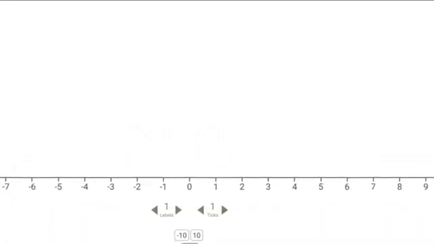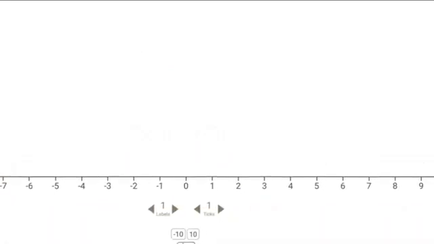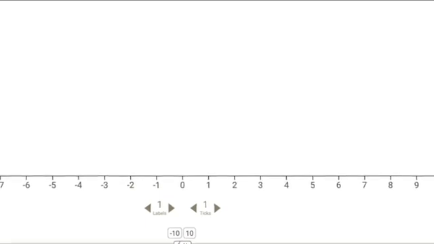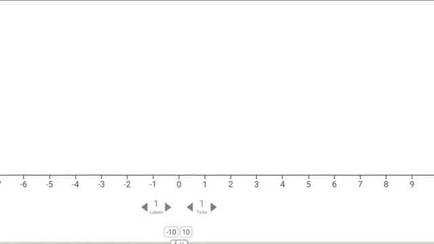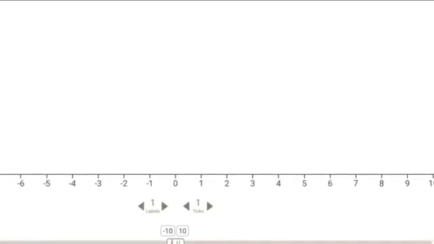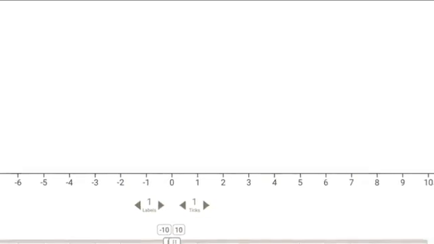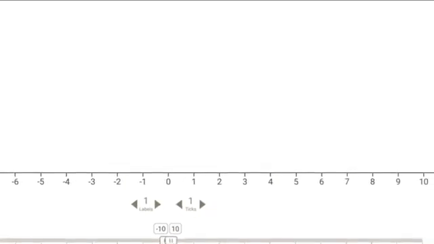So remember that the positive numbers are the numbers to the right of 0, and the negative numbers are the numbers to the left of 0 on the number line. And in addition, the magnitude is the distance from 0 on the number line.